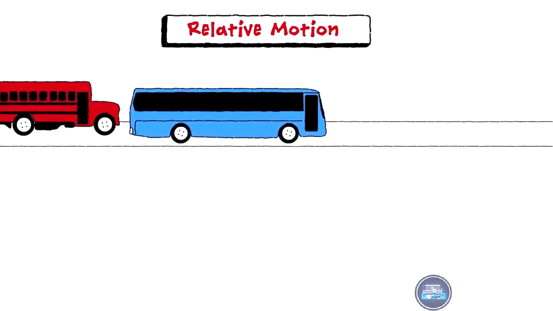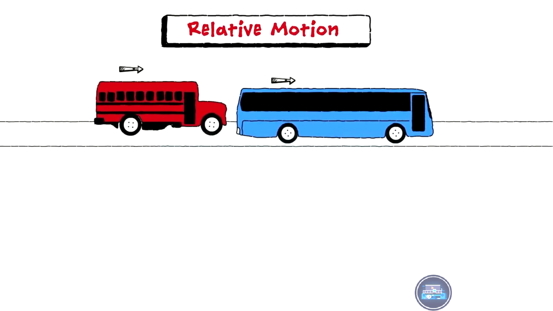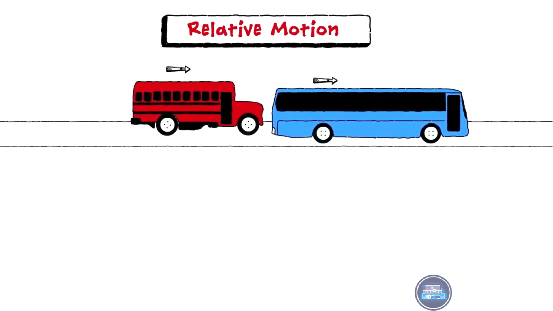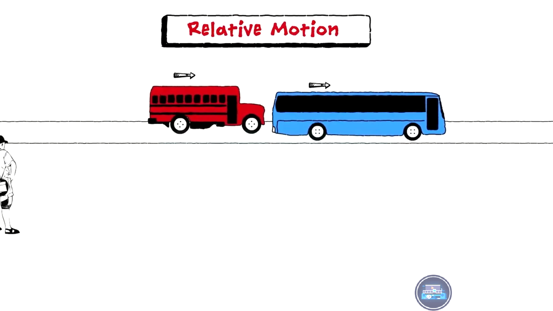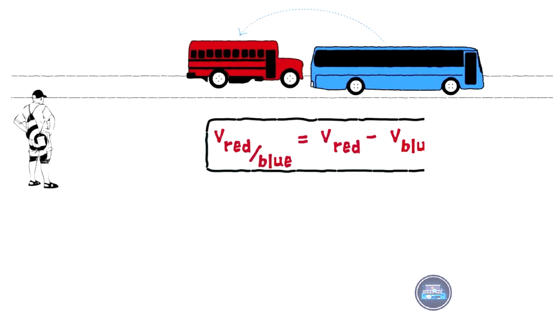Again, the two buses, the red bus and the blue bus, are traveling on a straight highway. Both the buses are moving in the same direction, that is, parallel to each other. An observer is watching the buses running on the highway. Here, the velocity of the red bus is positive and the velocity of the blue bus is also positive. So the relative velocity of the red bus with respect to the blue bus is given by the following equation.